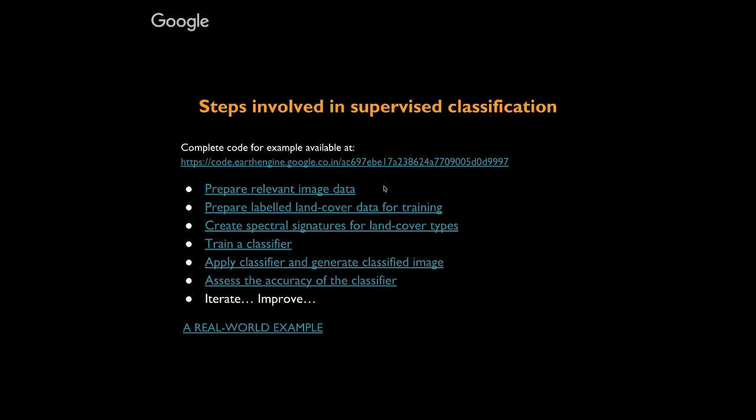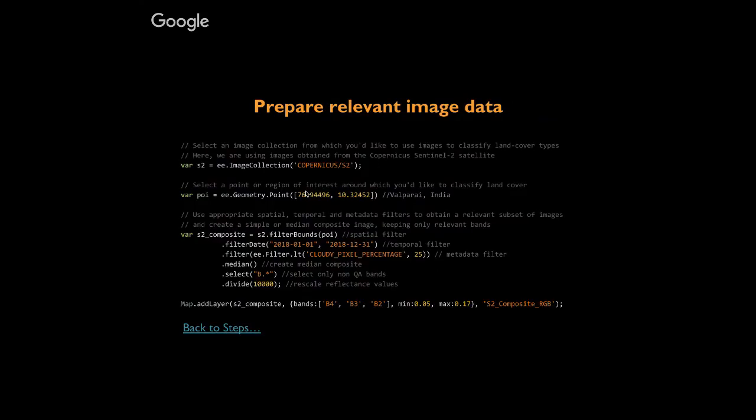So there are 6 steps that I have summarized that are necessary for us to get moving with supervised classification. So first is to prepare relevant image data. So what we will first do is identify a sensor, a satellite sensor from which we will get images, and we will import that into a collection. And then we want to look at this image collection with reference to a certain point or region, which we will then select.